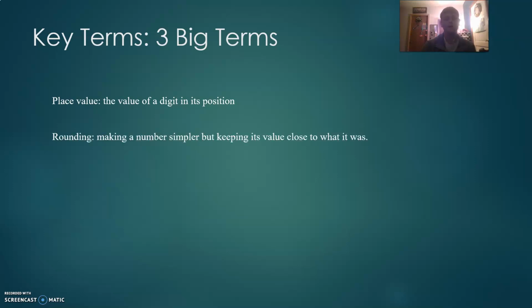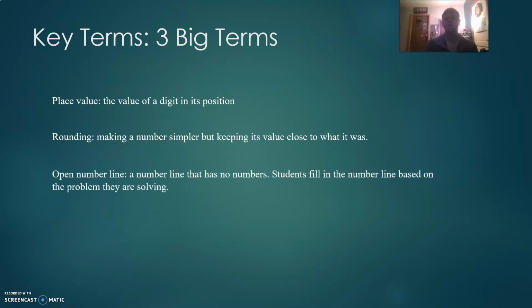The next key term is rounding, because rounding is making a number simpler but keeping its value close to what it was. In this instance, we're going to be rounding to the tens and the 100s position. It can be bigger numbers, it can be smaller numbers, whatever way you decide to round is how it can be approached. And then finally, we're going to do an open number line.